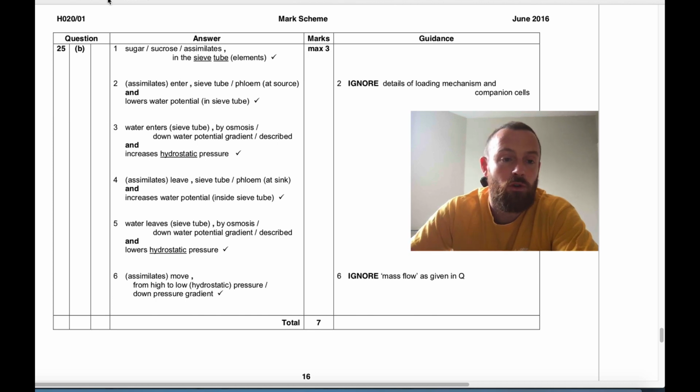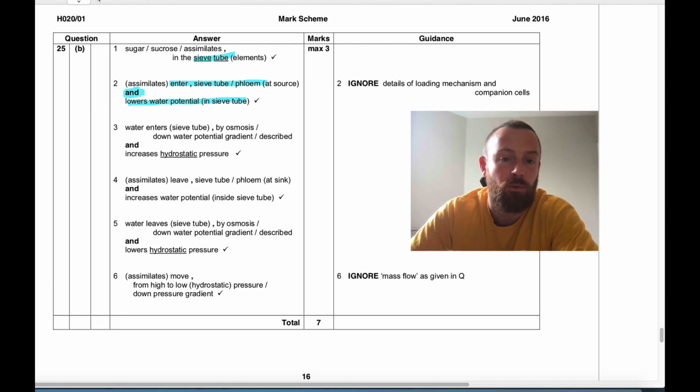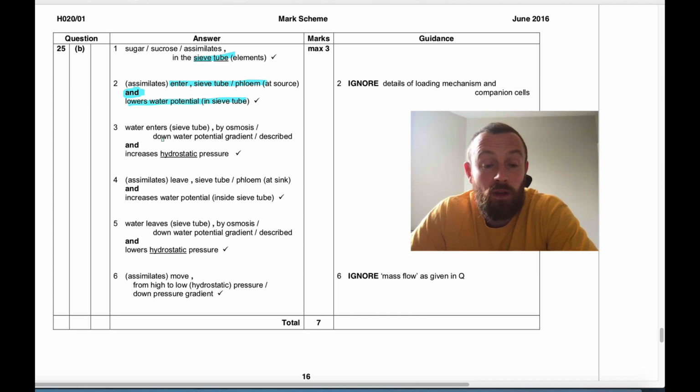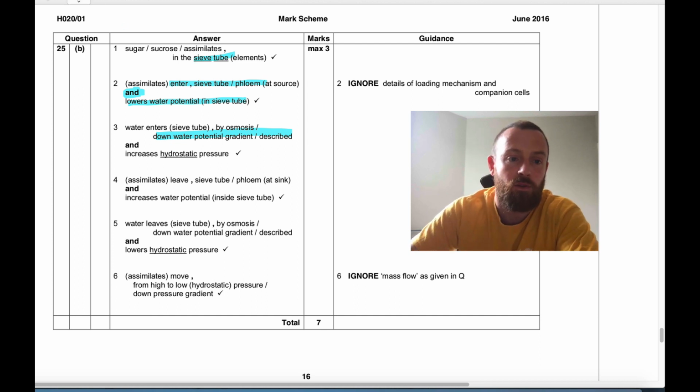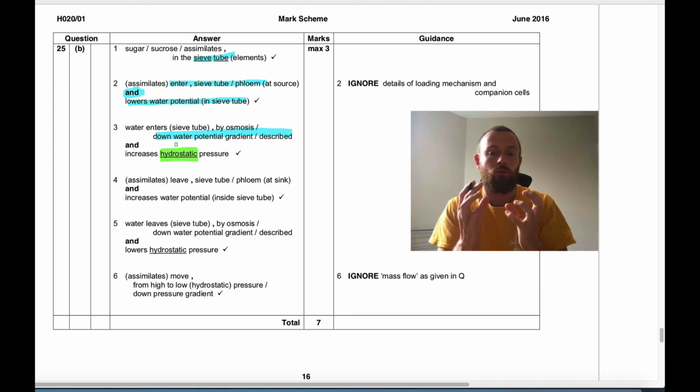Okay, sugar, sucrose, or assimilates in the sieve tube. They enter the sieve tube, which lowers the water potential. Notice we have to talk about water potential. We need that. It moves down a water potential gradient. And oh, look, I'm rushing because it's the last question in the paper, but I'm missing so many marks. Hydrostatic pressure. I just said pressure. Okay, look at these underlined words. They're so important. Increases hydrostatic pressure, which means the physical pressure.